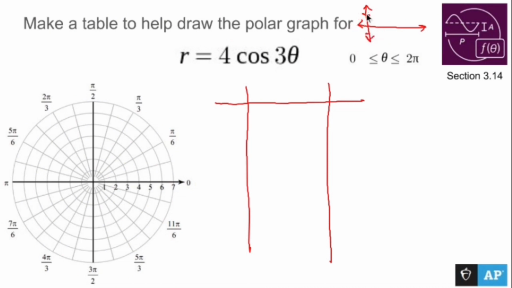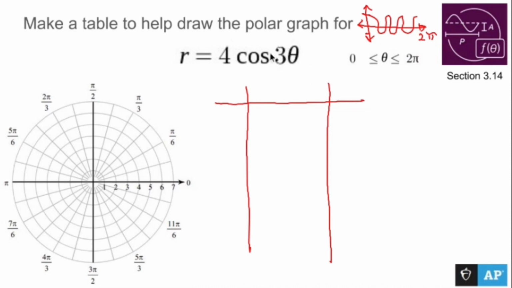So it's going to peak out at 4. And since that's a 3, that's how many times it repeats itself until it hits 2 pi. So I start up here, bottom out, repeat, bottom out, repeat, bottom out, repeat at 2 pi. So as I make this table, I should expect things to repeat.